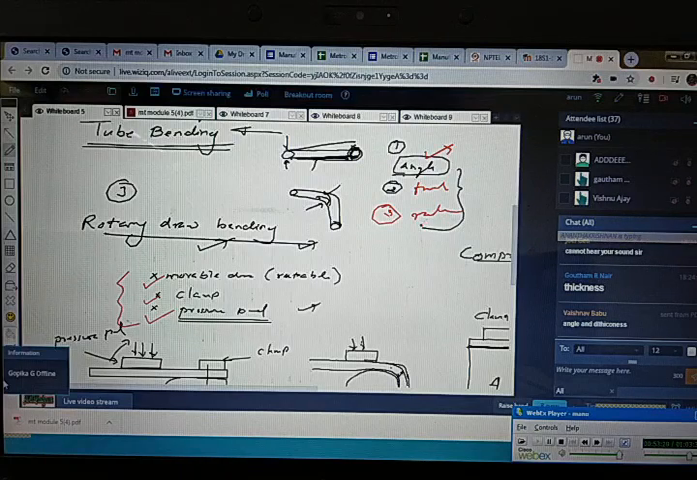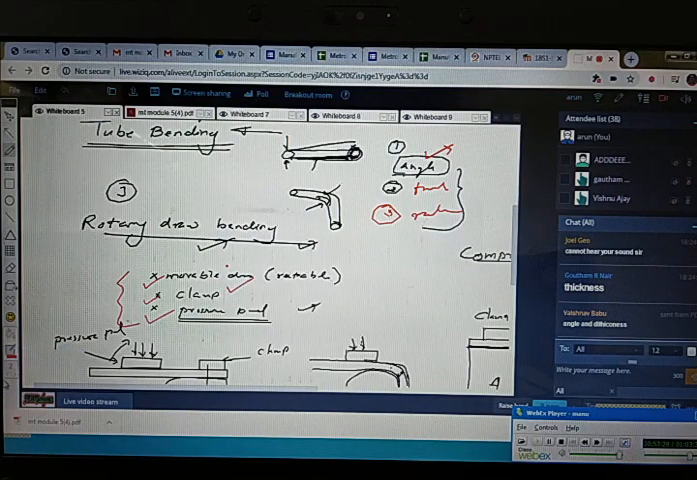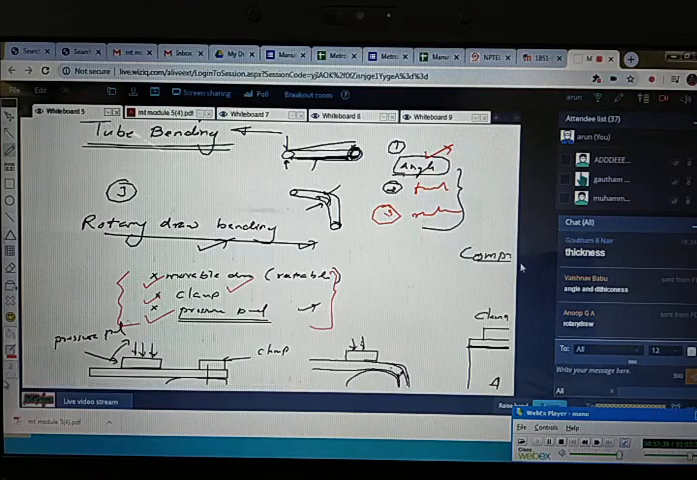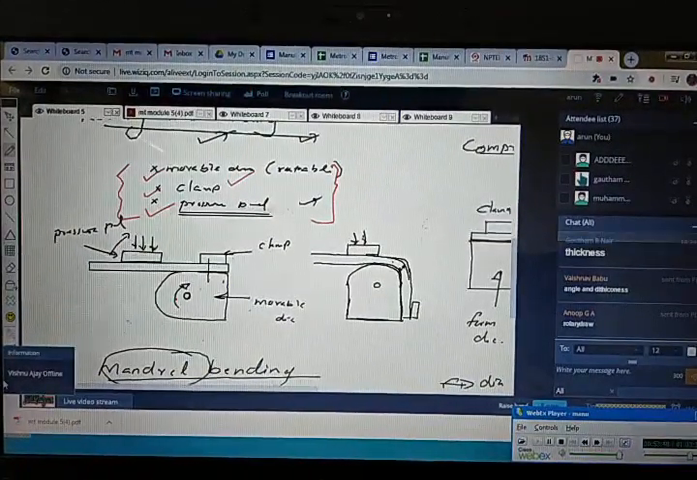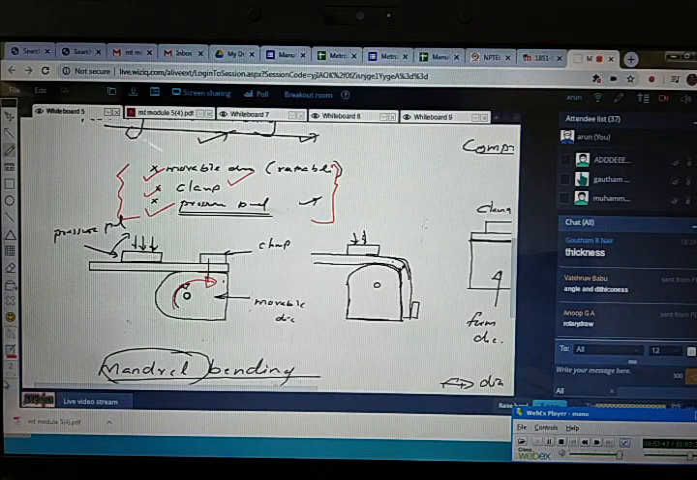And the first one is rotary draw bending. In that, the main items present are the movable arm, the clamp, and the pressure pad, isn't it? In that case, the clamp holds the workpiece material firmly on the movable die. The movable die will rotate in this direction, with the clamp held firmly over it. And the pressure pad gives a downward force on that material. When it is rotated, it will acquire the shape.